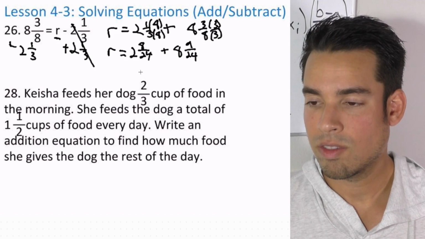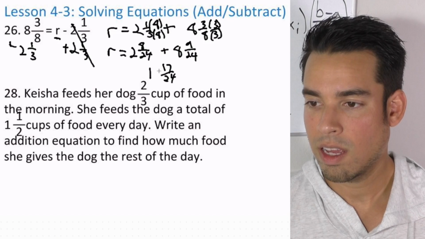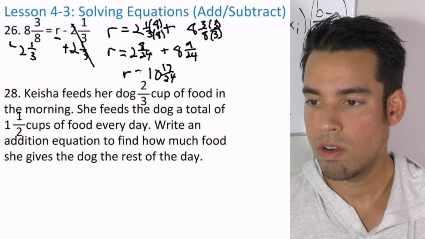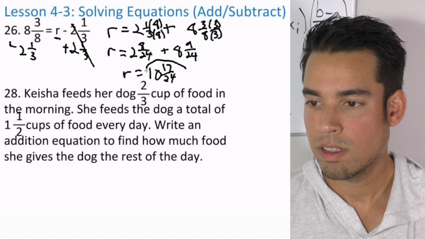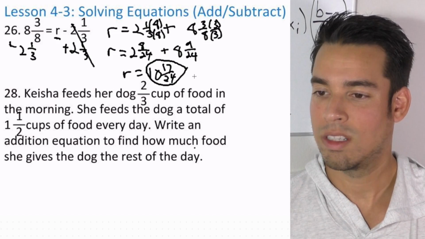8 plus 9 gives us 17 over 24, and 2 plus 8 gives us 10. So r equals 10 17/24. It's not the prettiest number, but it is what it is.